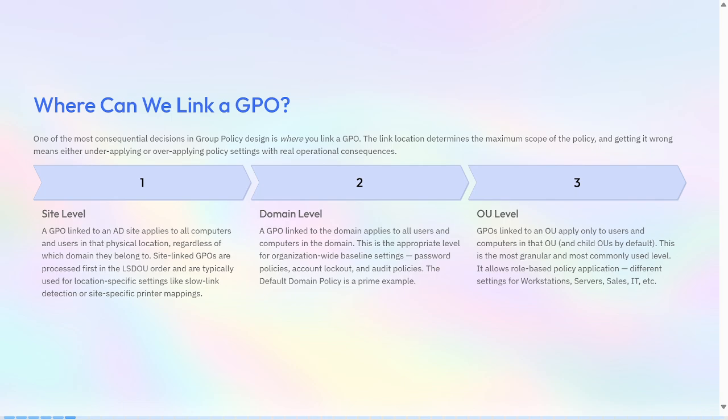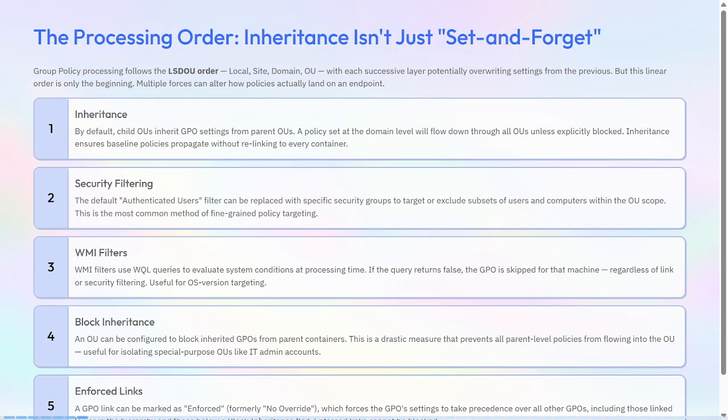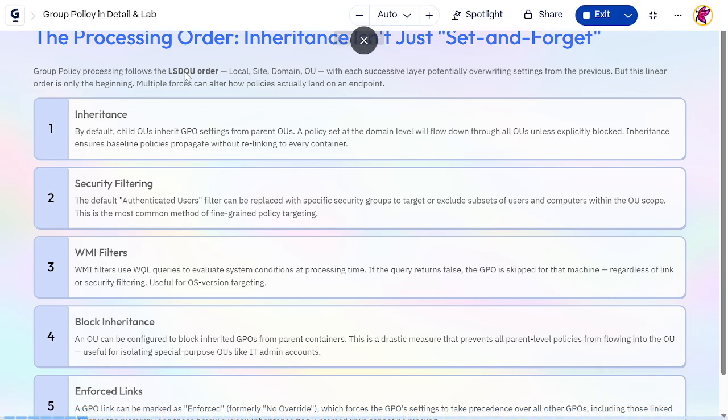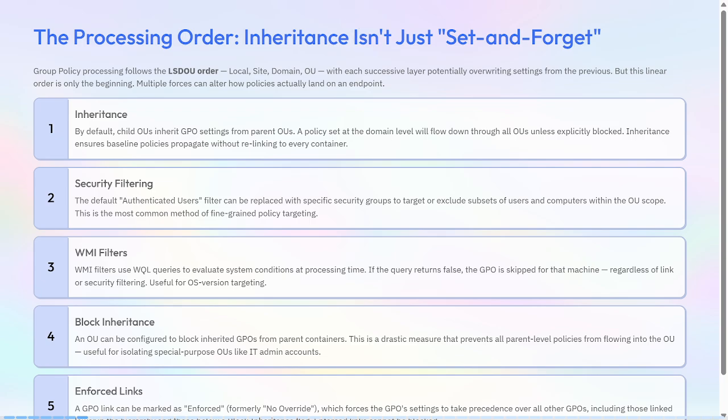Here you can see LSDOU. See here the processing order. LSDOU means local, site, domain, OU. So here the order is local, then site, then domain, then OU. So for example, if you have a policy applying on your local machine, that policy will apply first.